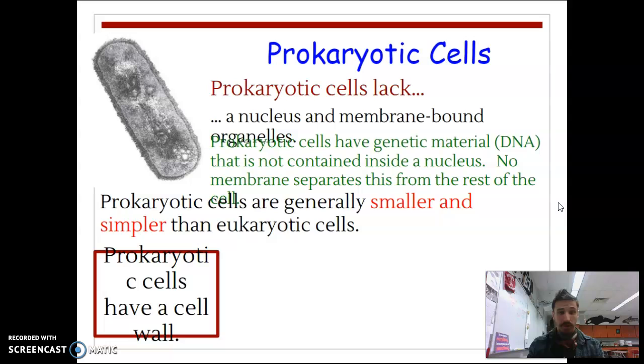Okay, prokaryotic cells have a cell wall. Okay, they have a wall-like structure on their outside that makes them a little more rigid and structurally sound than eukaryotic cells. And you can see that in this image. That's why this prokaryotic cell is kind of pill-shaped as opposed to a nice oval looking more fluid. The cell wall makes it a little more rigid.